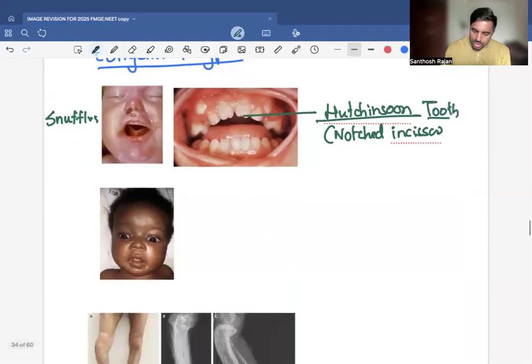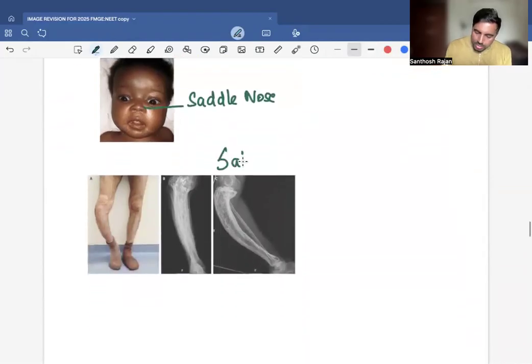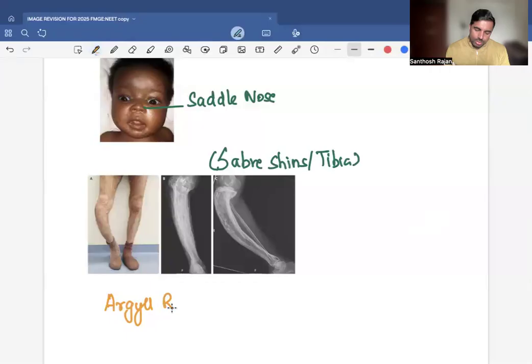Here you see the saddle nose of this baby. And these are saber shins or tibia. It looks like a blade. That is also common in syphilis. One more thing you can add is the Argyll-Robertson pupil, important for congenital syphilis.